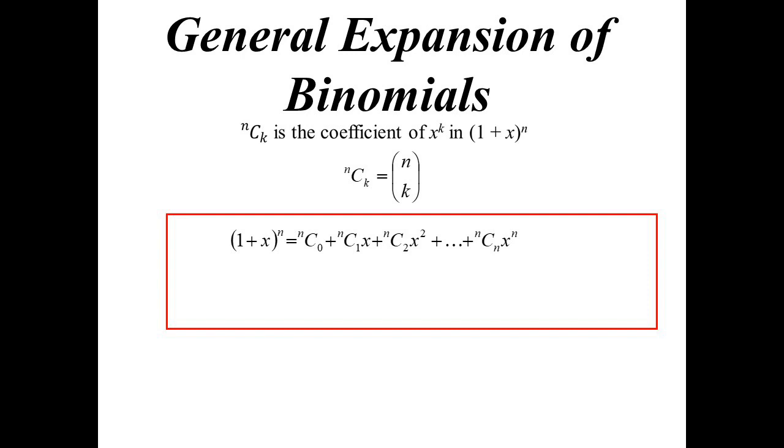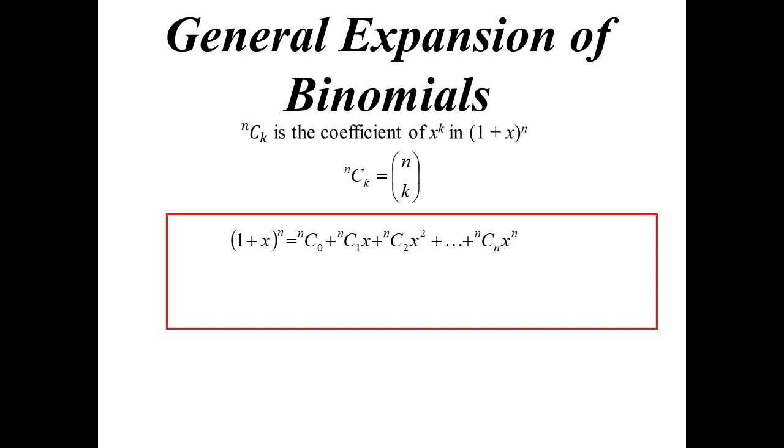Well, there's another way we write nCk, and we tend to use it when we're talking about binomial expansions. Instead of using the nCk notation, sometimes we use this notation, which looks like a set of parentheses, and looks like a fraction, but it's neither. This is just another way of writing nCk. So (1 + x)^n would then equal nC0 plus nC1 x plus nC2 x squared, and so on until we get to our last term, nCn x to the power of n.